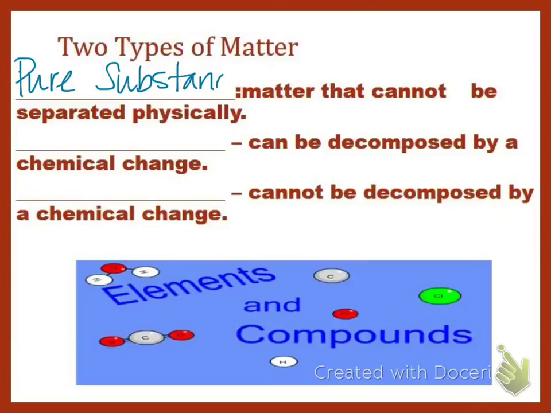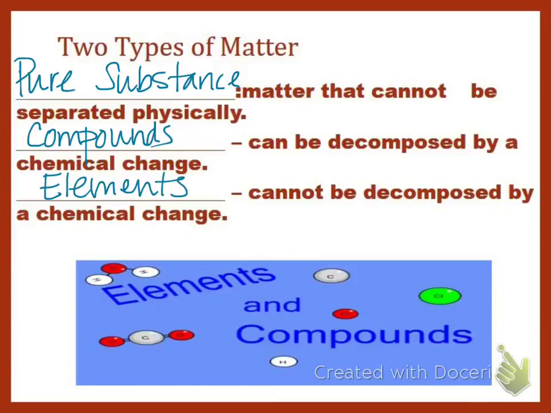And compounds can be separated by chemical means or decomposed. For instance, water. If I put an electric current through there, I can break down water back into hydrogen and oxygen. So those are compounds. And then, of course, elements cannot be decomposed any further or broken down any further because they're already in the simplest form, which will retain its properties.